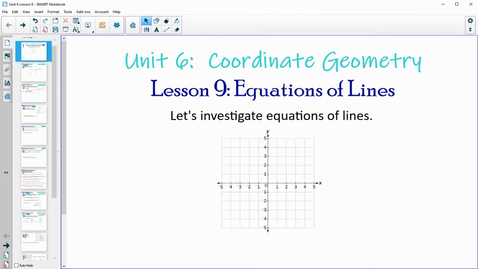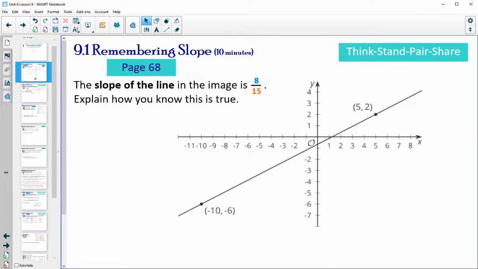In lesson 9, we are going to take a look at investigating equations of lines. So we've looked at circles, we've looked at parabolas, and now we are going to look at lines. This starts on page 68 in your workbook. Take a look at page 68, and it gives you a graph of a line with 2 points labeled, and it tells you that the slope of the line pictured is 8/15.